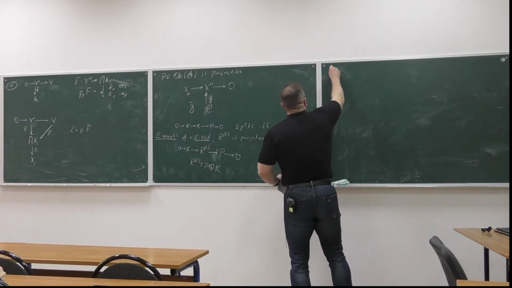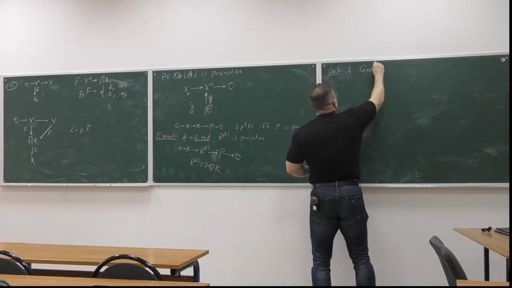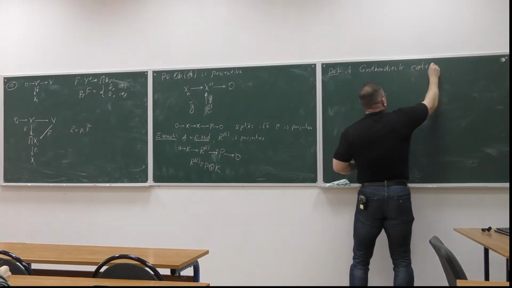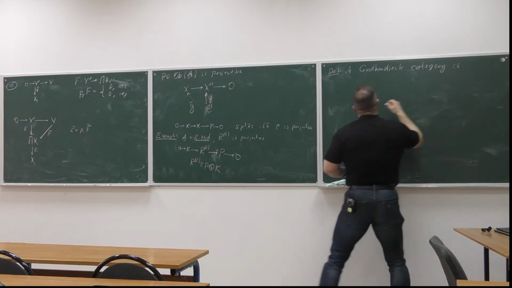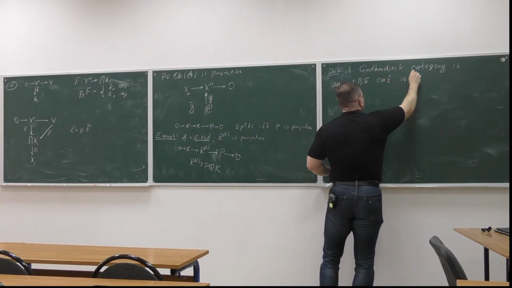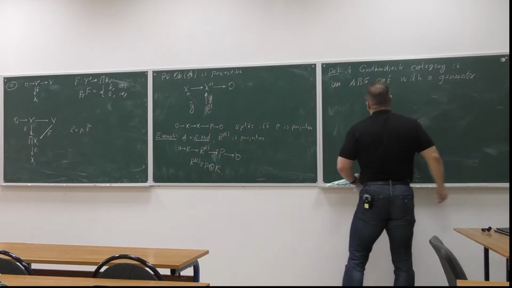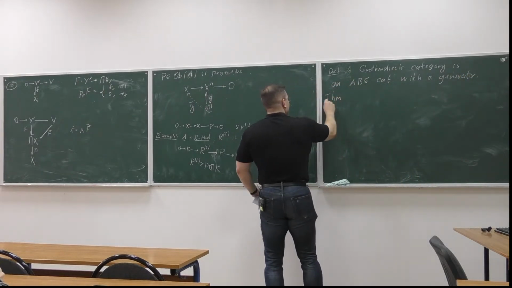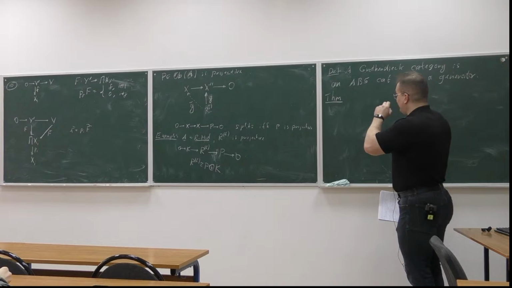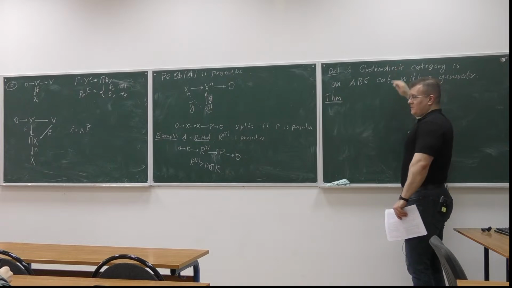Okay, so I need a definition for the next theorem. So definition: a Grothendieck category is an AB5 category with a generator. And as we're going to see even today, a lot of theorems for abelian categories are proved under the assumption that the category is Grothendieck.